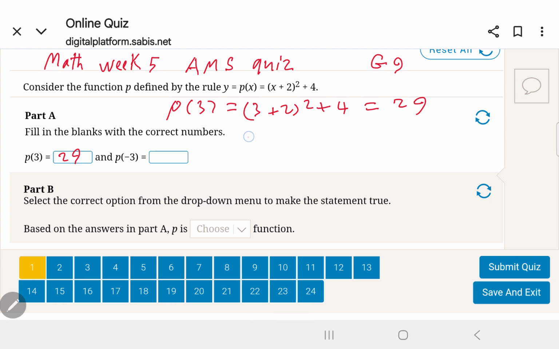P of negative 3 now. P of negative 3 will be (negative 3 plus 2) squared, which is 1, plus 4, which is 5.